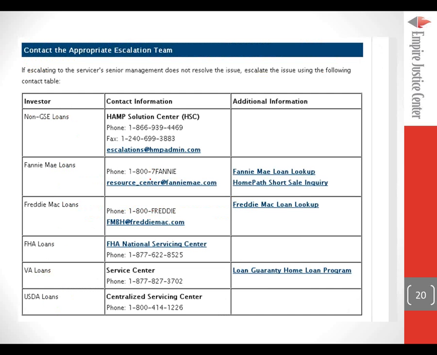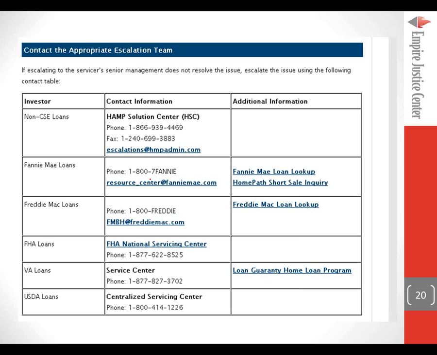You'll see on the screen here, if it is a non-GSE, so a non-Fannie or Freddie loan, there is the HAMP Solution Center. If it's a Fannie loan or a Freddie loan, there's a specific group within Fannie or Freddie that you're to contact. And again, you'll see on the screen the FHA, VA loans, and USDA loans. There are also specific centers you are to call.